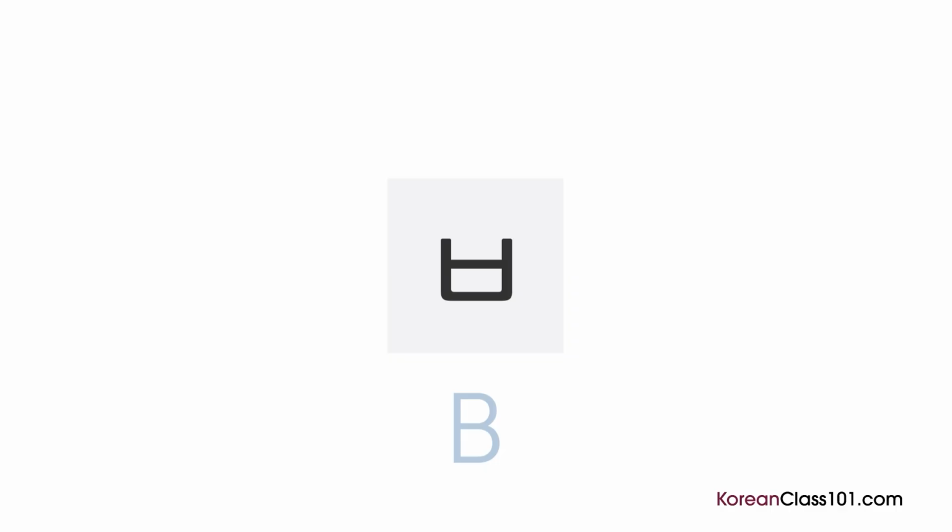When you pronounce B and P sounds, like bat or put, you breathe out a small puff of air. The same thing happens in Korean, but you release a lot less air. And the last consonant for this lesson is 스.